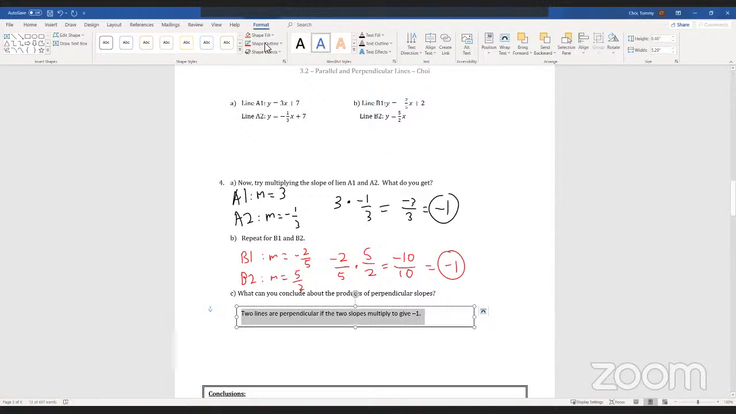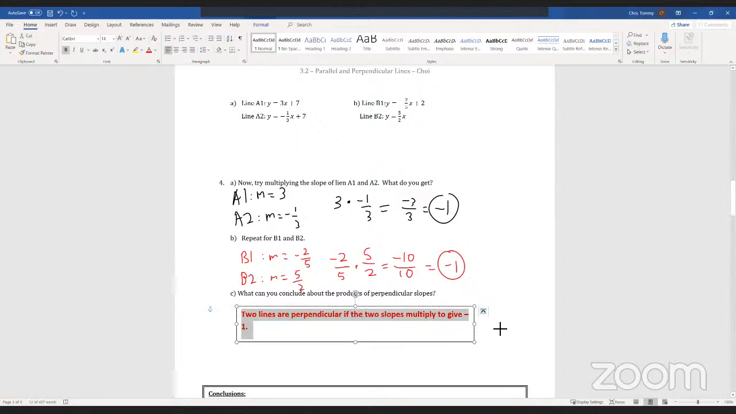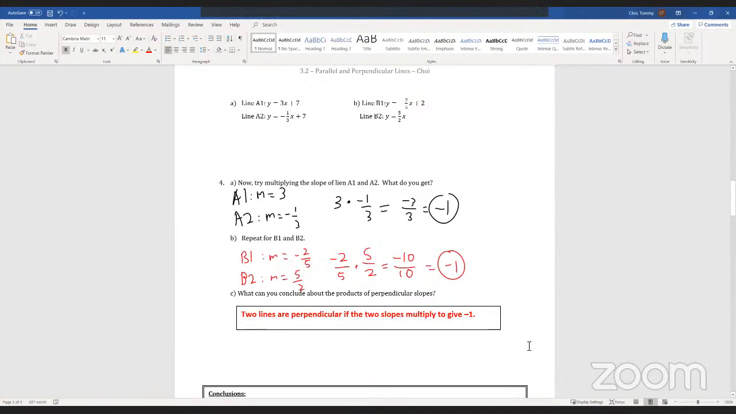And that's the important part here. Okay? And I'm going to bold that and make that bigger. Okay? The two lines are perpendicular if the two slopes multiply to give -1. There's another way you can visualize it. If you don't want to multiply them and you can visually see them, we're going to go through that. So we're going to conclude with this.